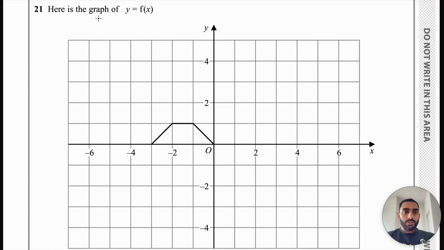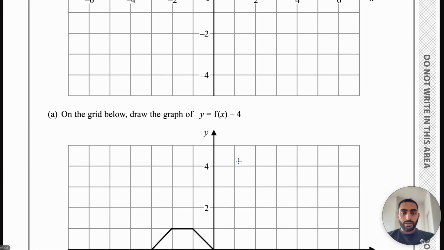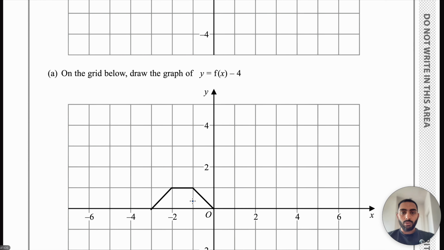Question 21. Here is a graph of y equals f of x. On the grid below, draw the graph of y equals f of x minus 4. So I've just copied the graph of y equals f of x.